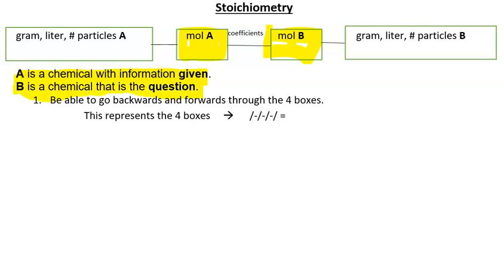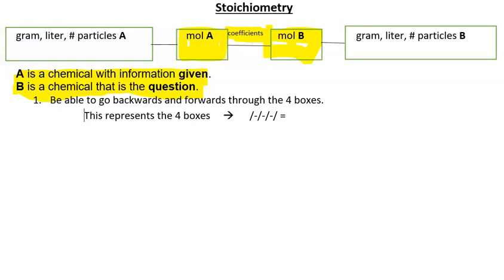So it's the question. You may be looking for how much of the reactant you need, or you may be looking for how much product you can make. But moles of one to moles of the other is stoichiometry, and we're going to use coefficients from the balanced equation, which means we need a balanced equation.